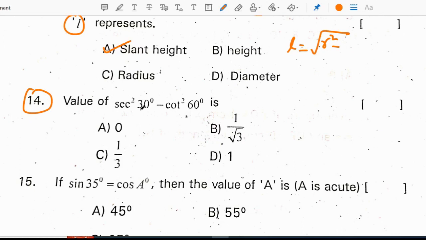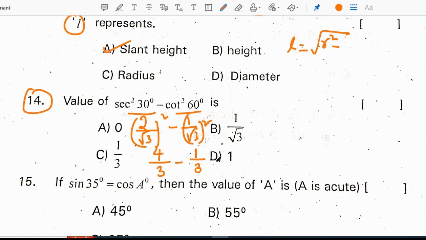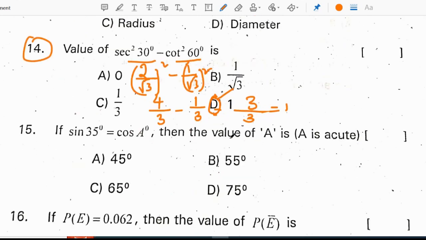14th question, find the value of secant square 30 minus cot square 60. Secant square 30 value, before finding secant square 30, we have to take the secant 30 value, which is 2 by root 3 whole square. Cot 60 value is 1 by root 3 whole square. So 2 square value is 4, root 3 square value is 3, 1 square is 1, root 3 square value is 3. So denominator is same, 4 minus 1 is 3, 3 by 3 answer is 1. Correct option for 14th question is D.